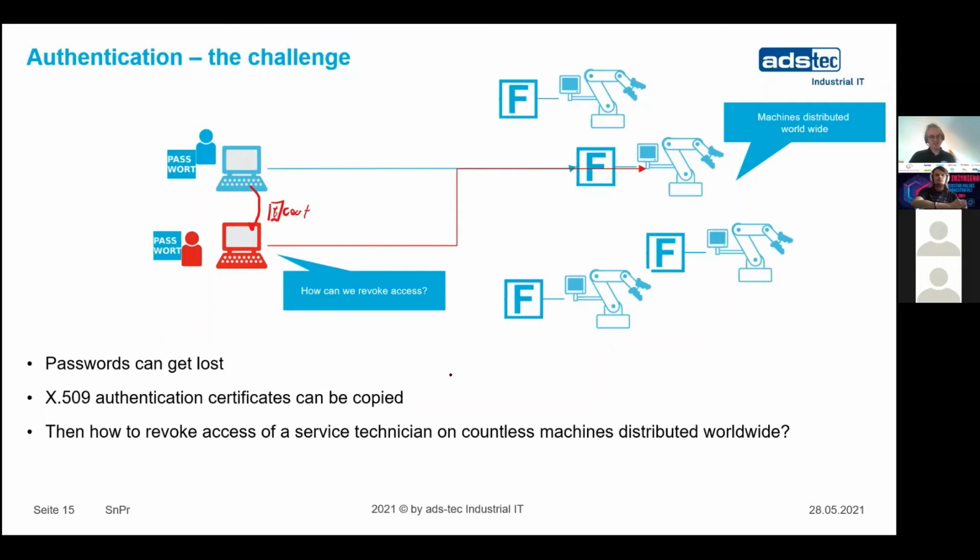And how can we revoke access of a service technician? So if the service technician leaves the company, we have to revoke his access. So how does this firewall here know that this technician is no longer authenticated? Even if he has an old certificate, which is still valid, but revoked, we have to tell the machine here. 1,000 machines per year online with difficult networks still does not work. So it's a big challenge.